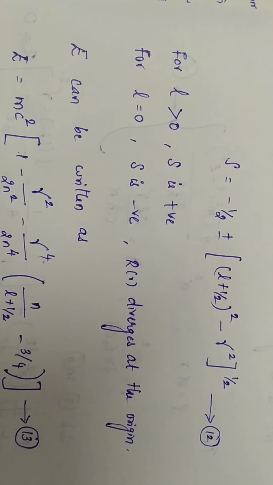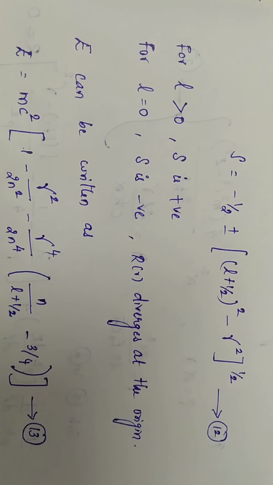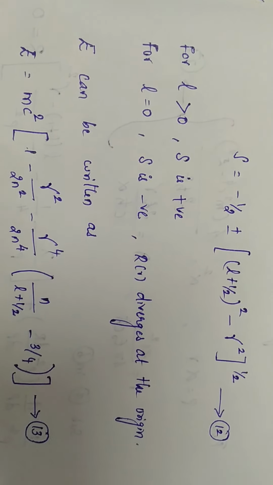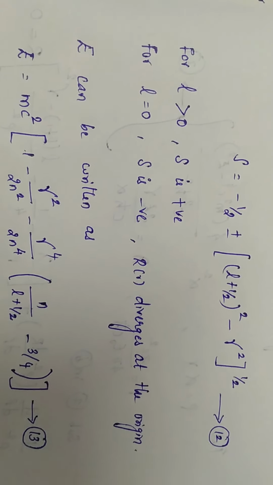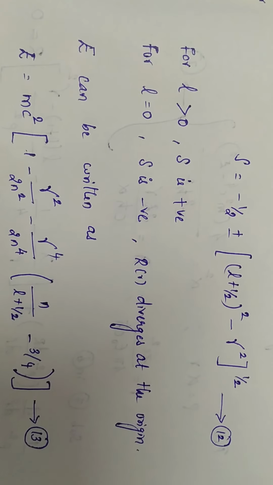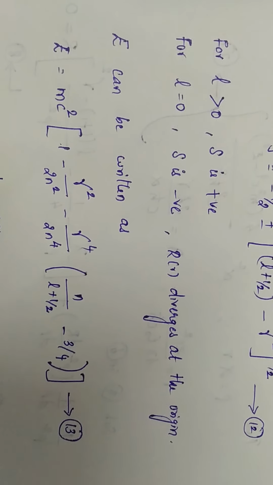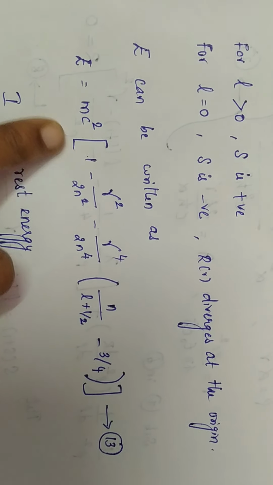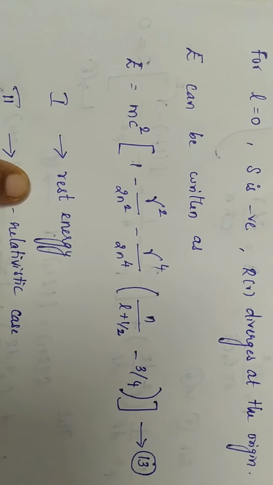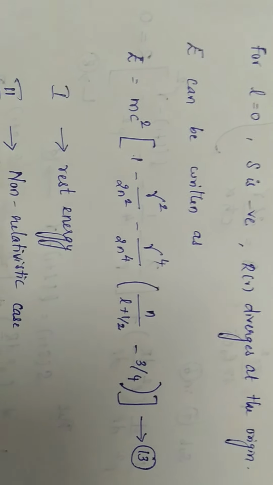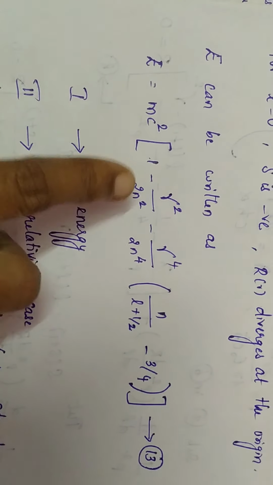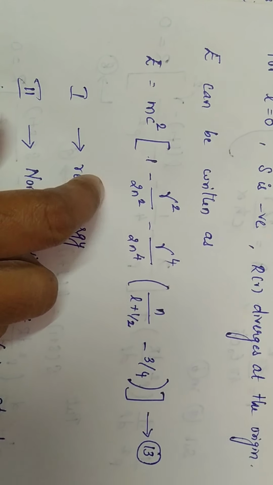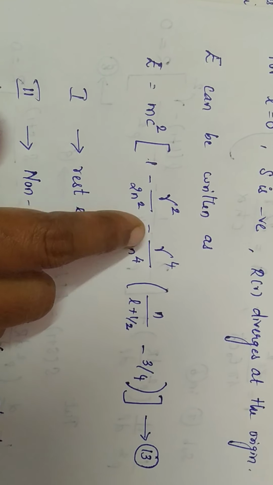There will be some series of expressions for s. Based upon that series, the value of energy can also be expressed in terms of a series. So we wrote the energy expression as a binomial series, that is equation number 13. Looking at the first term, it is simply mc square, which is the rest energy. The second term is the non-relativistic case, because the other terms are not included. It is only the non-relativistic case; relativity is not involved here.